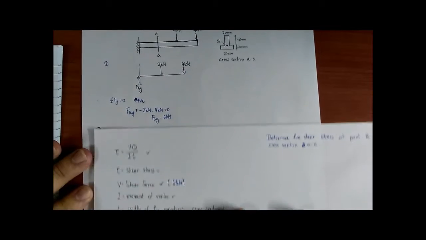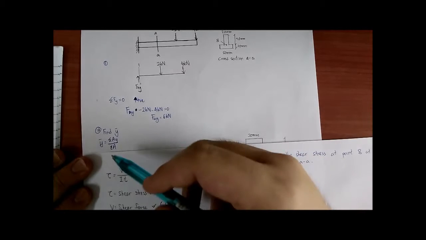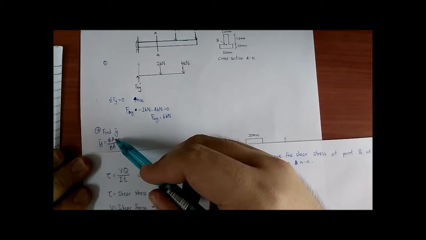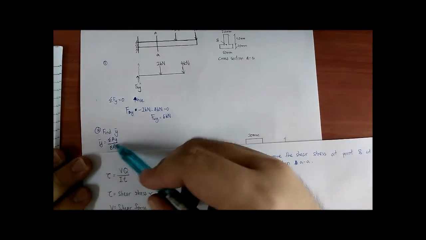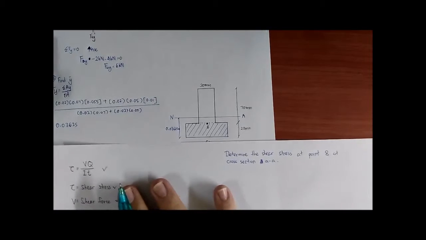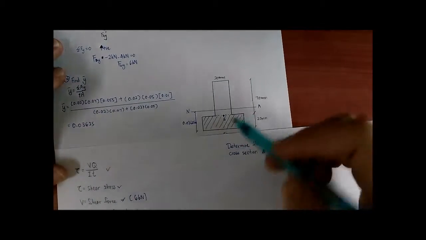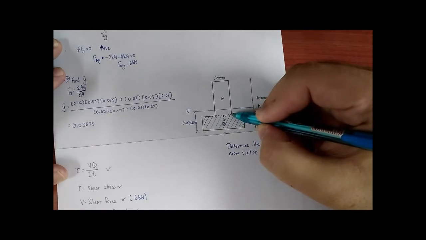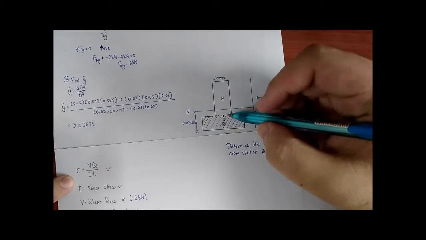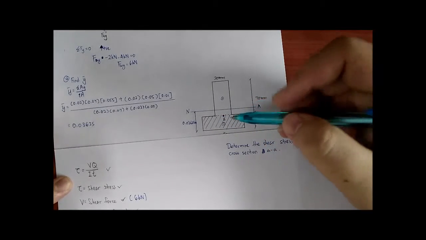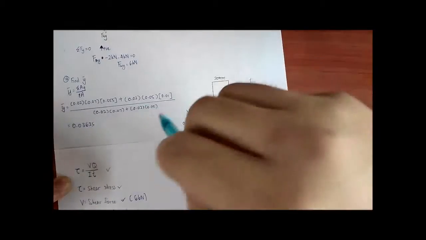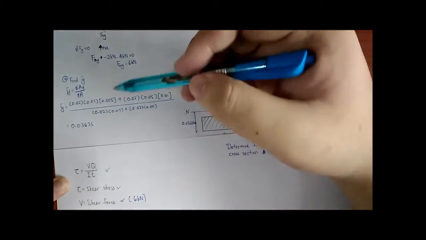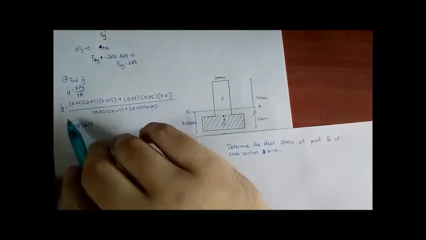The second thing we need to find is our centroid. To find the centroid, we use y bar equals the sum of area multiplied by centroid, divided by total area. We take a look at this diagram. This one is area 1, this one is area 2. We divide it like this. For area 1, the calculation is like this.